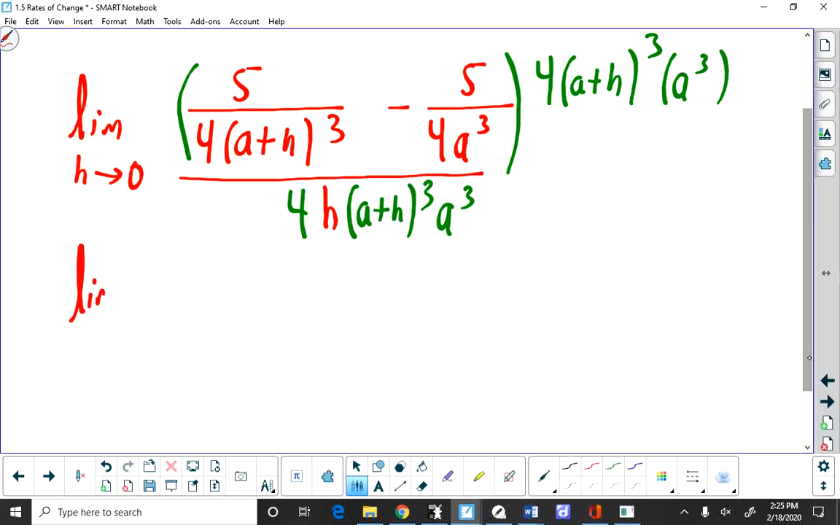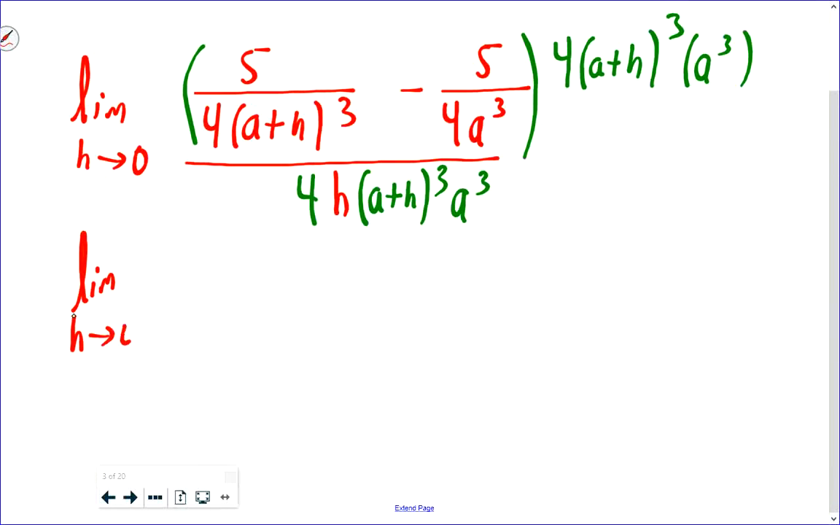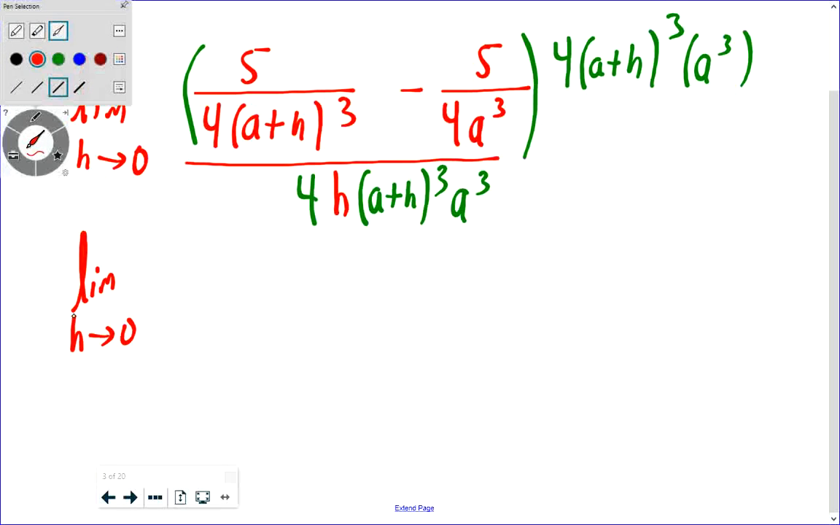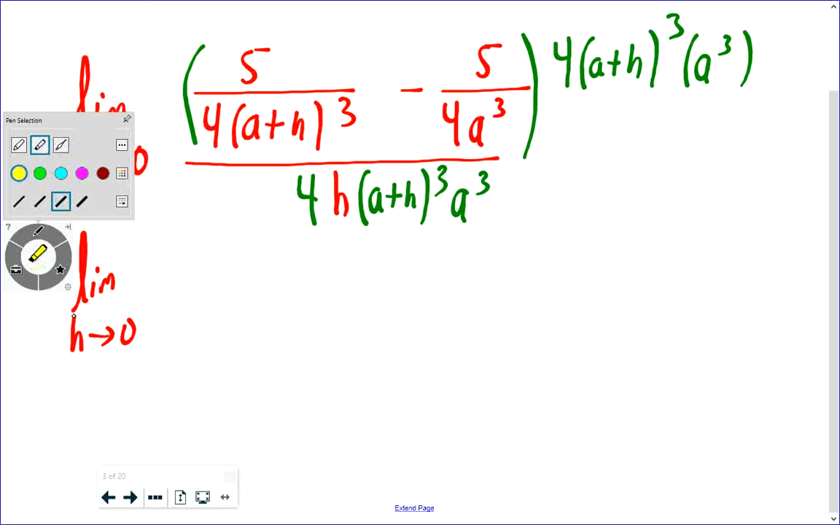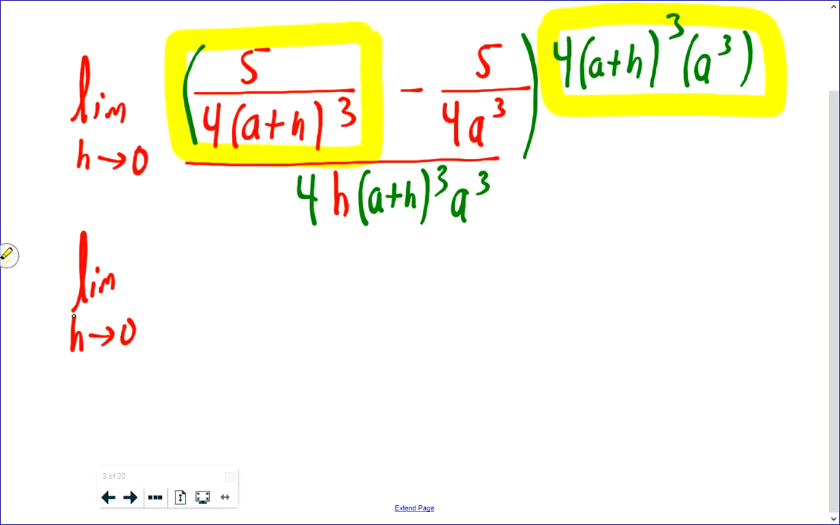This will give us the limit as h approaches 0 of, so when I multiply this by this, I'm going to be left with a cubed. The 4's cancel and the a plus h's cubed cancel, so I'm left with a cubed and the 5. Okay? And I can start to see right away that we're not going to have to FOIL out a plus h times a plus h times a plus h. I'm thinking we're going to have a difference of cubes.